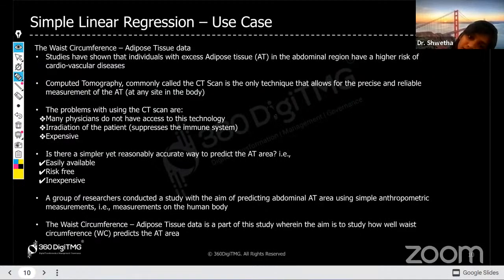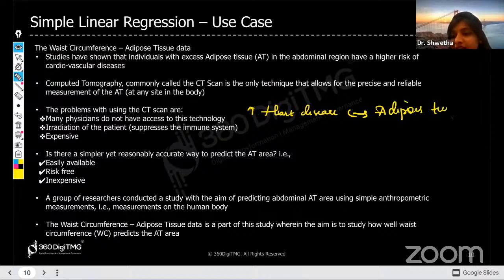So heart diseases were found out to be more in people with increased adipose tissue. But to find this adipose tissue, CT scans were the only way.